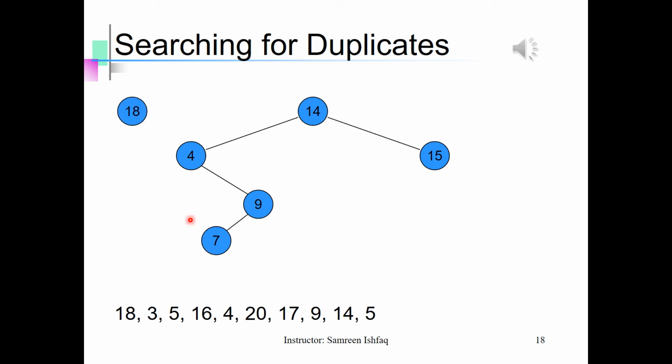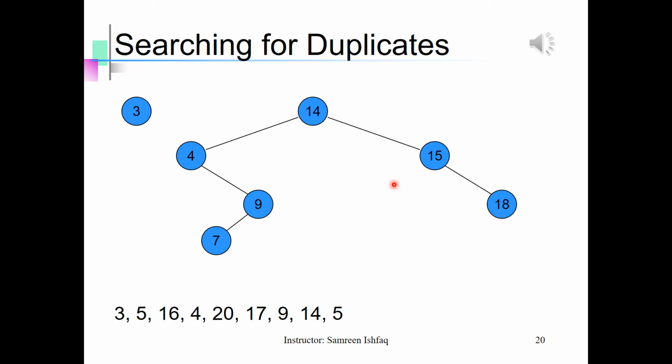The next element in the list is 18. We compare 18 with 14. 18 is greater than 14. Now we will compare 18 with 15. 18 is greater than 15. Now we will add 18 as the right subtree or right child of node 15.